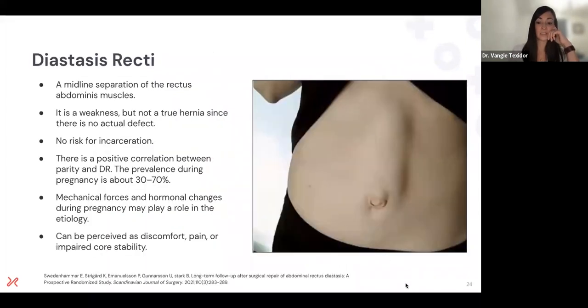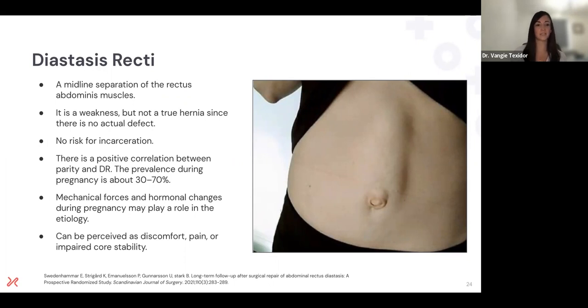So this is something else that a lot of patients come into the office telling me that they think they have a hernia, or a lot of times the PCP had already told them this is not a hernia, you don't need surgery, but they keep insisting and they're scared it might be a hernia and they end up being sent to me. So it's completely unnecessary for them to see a surgeon.